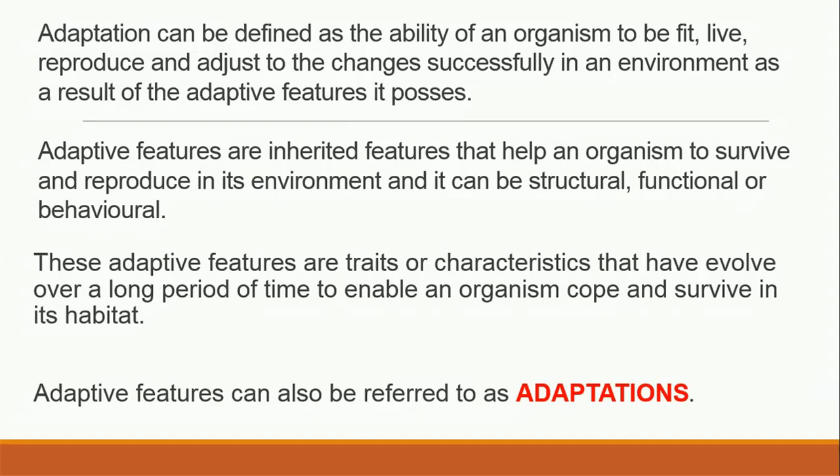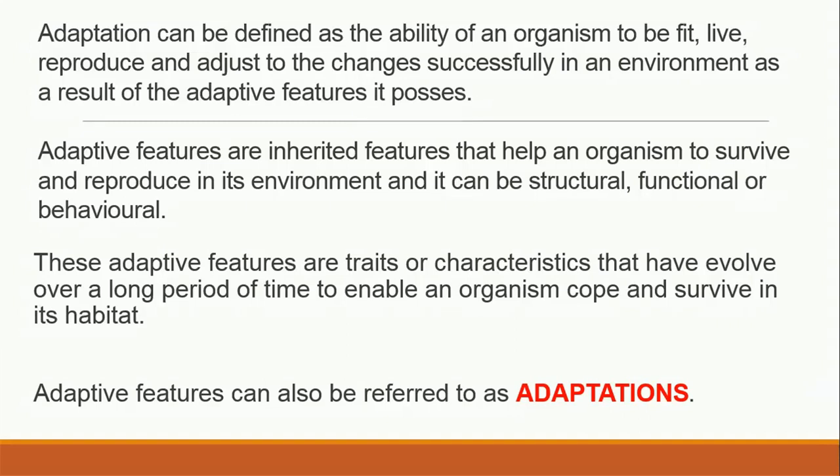So in another word, what I'm simply saying here is that for every organism to be able to survive in its habitat, it must have what we call adaptive features. So there's a difference between adaptive features and adaptation. Now, adaptive features can also be referred to as adaptations. So adaptation, without the S, is the ability of an organism to be able to live, survive, reproduce successfully, and adjust to changes in its environment. While adaptations are those features that will help this organism to be able to carry this out.